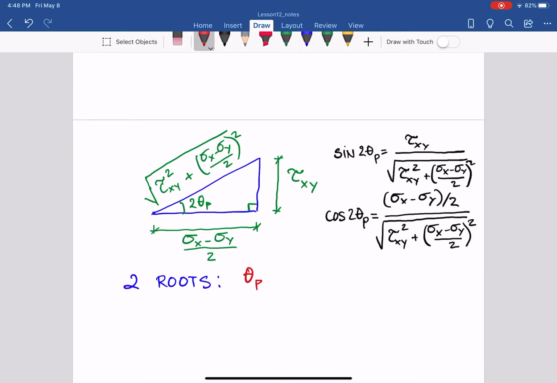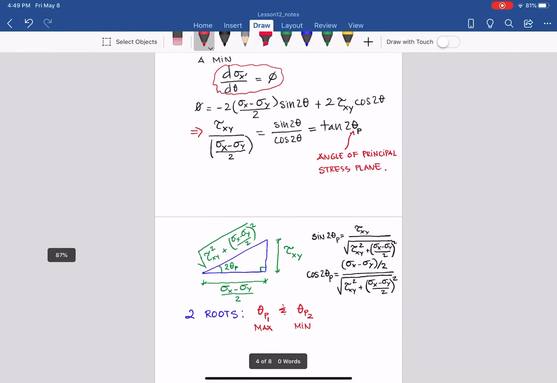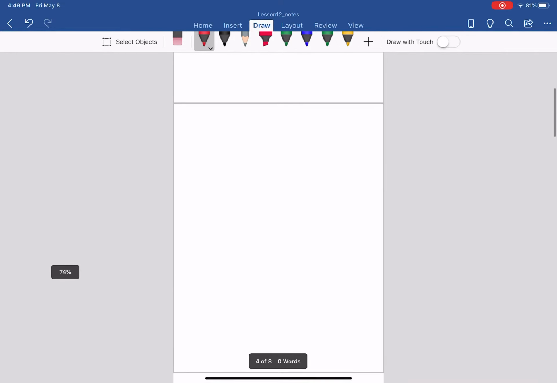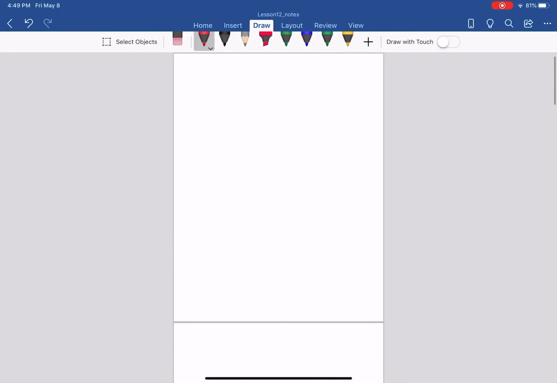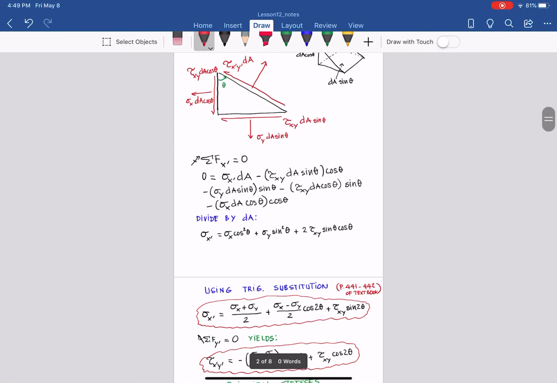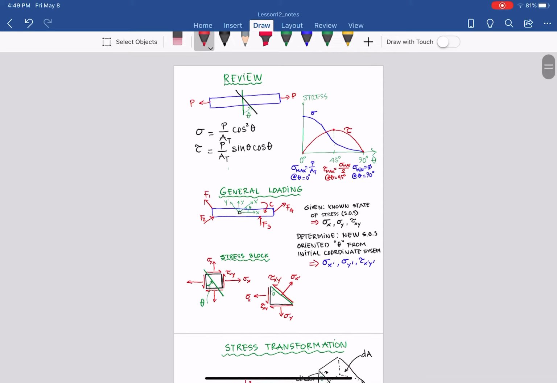The first one, we call theta p1, when we get the maximum. That stands for maximum normal stress. And then the other root we call theta p2. And in that case, we get the minimum stress.